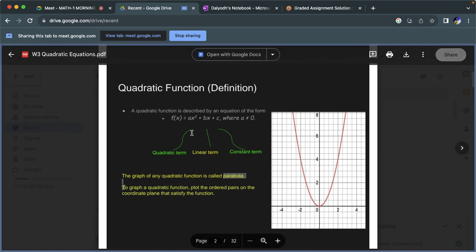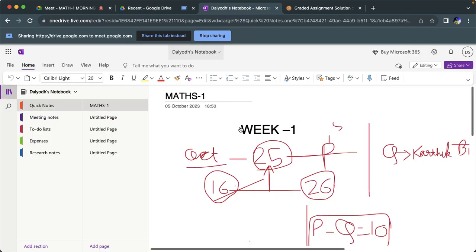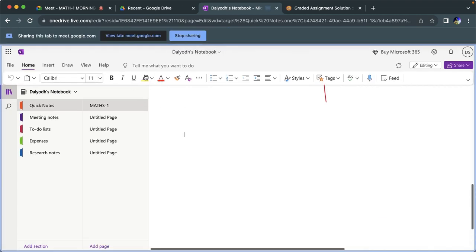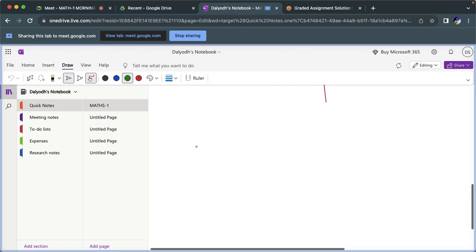So everybody knows what a quadratic function is, right? This is a quadratic function, starting from ax square plus bx plus c, right? That's fine for all of you. This is a quadratic function, and this is a polynomial, right?